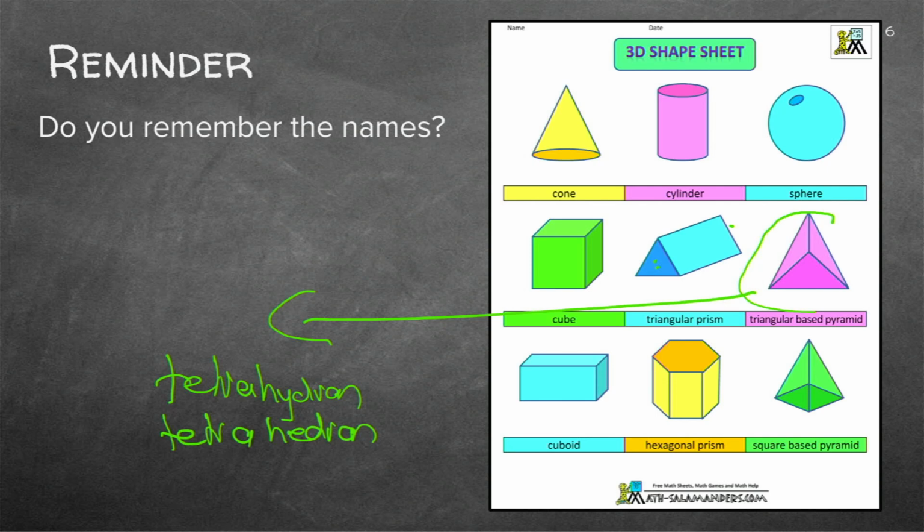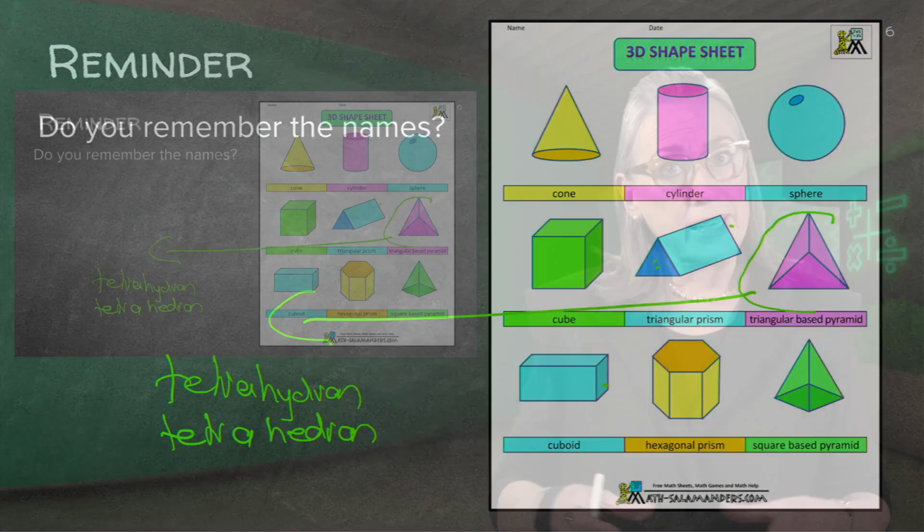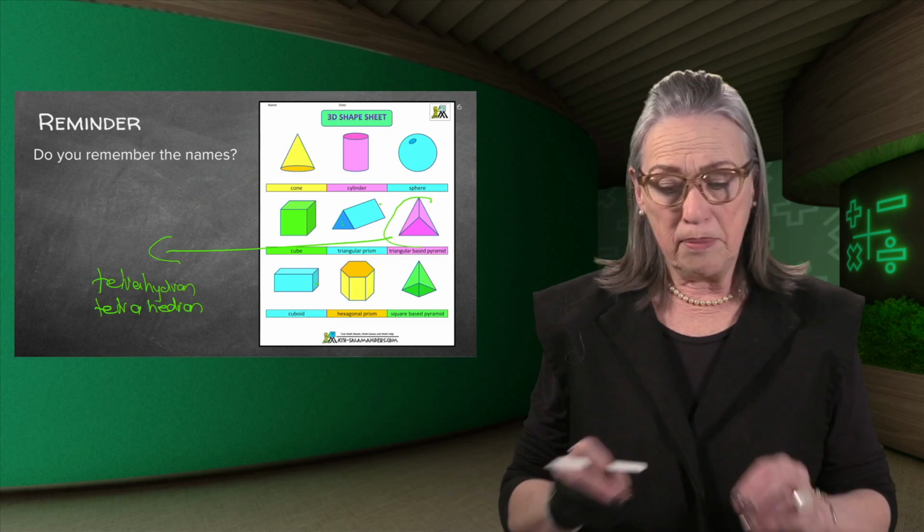There we've got a cuboid. Now we know, right? Rectangular prism. Can you see the sides facing are rectangles? There we've got a hexagonal prism. So what does that tell us? Correct. 6 sides. Hexa. 1, 2, 3, 4, 5, 6. And this one is a square-based pyramid. Exactly what it's saying. The base is square and then the pyramid.